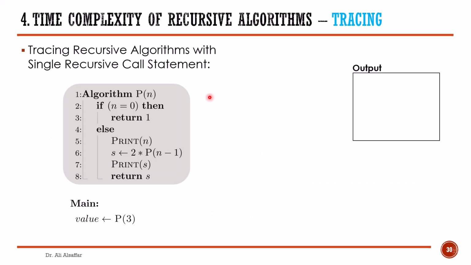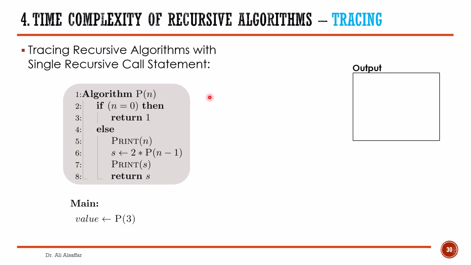Our next discussion on recursion is how to trace recursive algorithms. We will begin tracing an algorithm that has a single recursive call statement, followed by another algorithm with 2 recursive call statements. Here is an example of an algorithm with a single recursive call statement, where the name of the algorithm is P with a single parameter n.